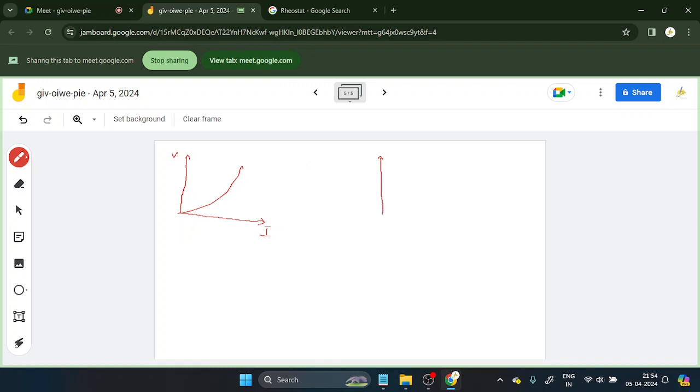Some of the semiconductors, their VI relationship is like this as well, like this. Okay, so this is the VI graph. Clear? So look, it is not linear actually. So this is for the non-ohmic resistors. Clear? This is the relationship for non-ohmic resistors.